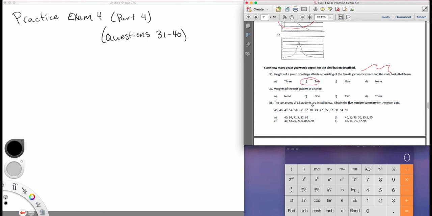We're looking for the weights of first graders in school. Once again, the weights in general, if you were to grab a random population, is going to be very normal. That's just a normal distribution, so we're looking at probably 1 peak in that case.